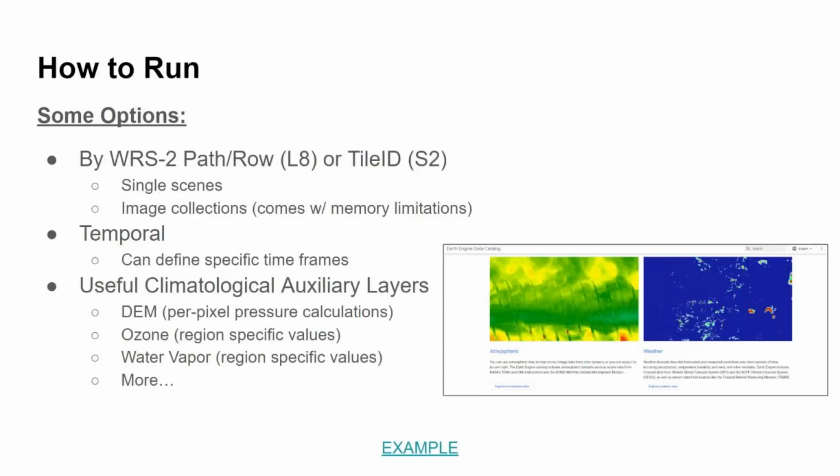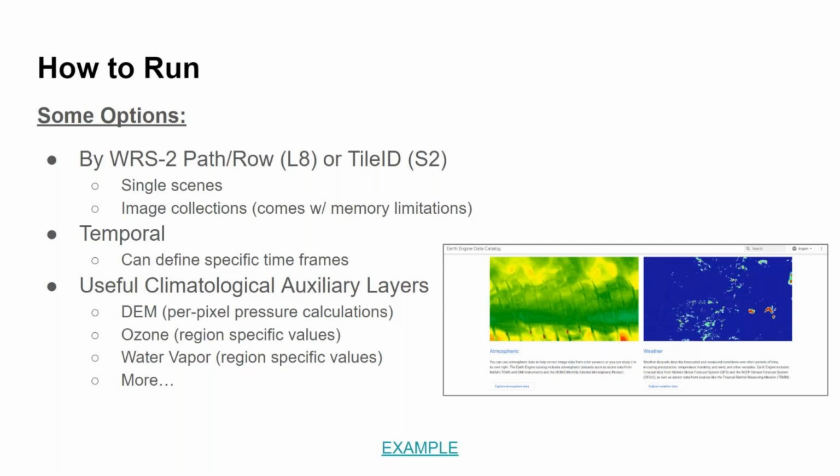So really quickly on how to run this thing, you have some options. For the Landsat portion, you can run it by the WRS2 path and row. And for the Sentinel-2 side of things, you can run it by the tile ID. You can run single scenes or entire image collections. However, that does come with some memory limitations, but you can definitely run statewide or even regional collections consisting of over like 100 or 200 scenes.